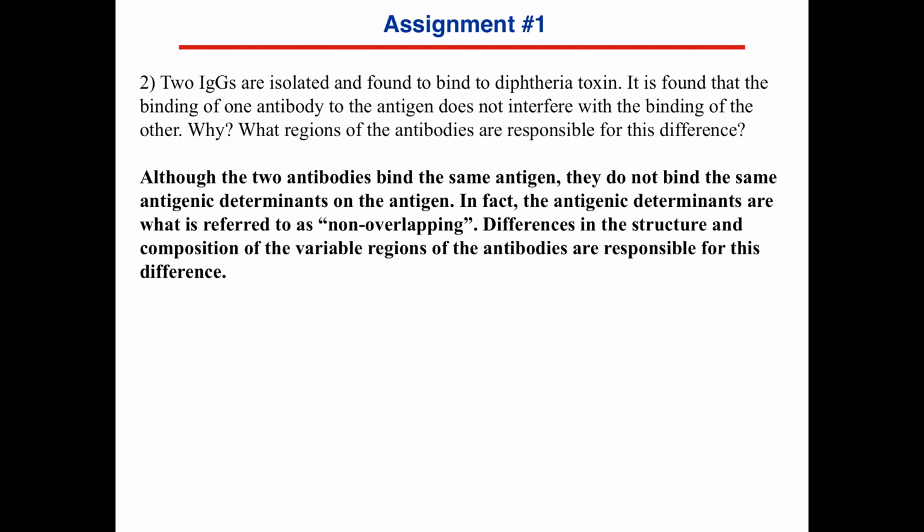So in this case, you would refer to these as polyclonal, right? Because they are two antibodies that can bind to the same antigen, but they have different antigen determinants.